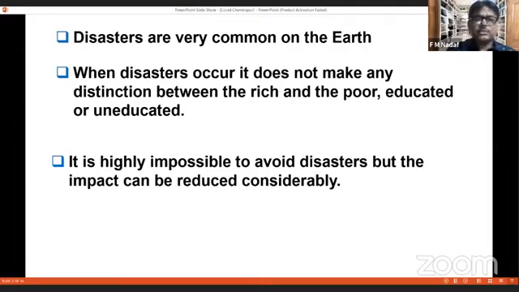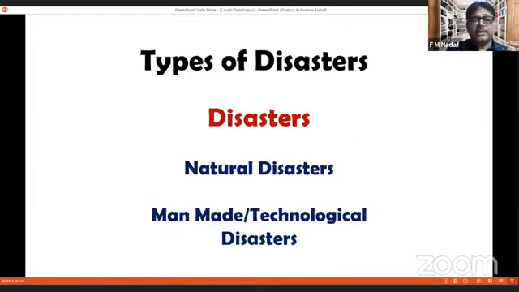It is highly impossible to avoid any disaster. But what we can do is, with disaster management in place, we can always reduce the impact. Disasters cannot be removed, but they can be managed and their impact can be brought down to a considerable level. So I was saying that, because I would require it a little later, I just want to share elementary information about the types of disasters.